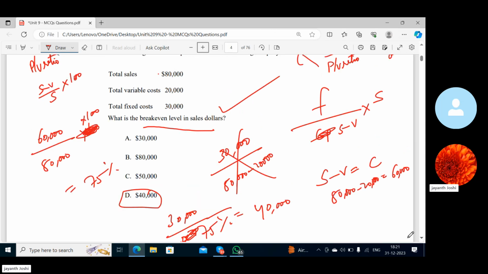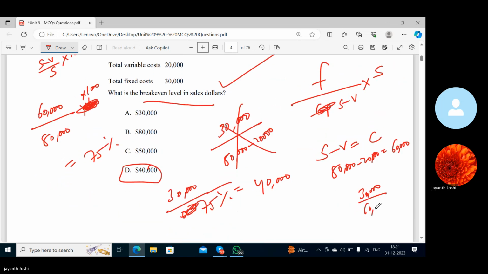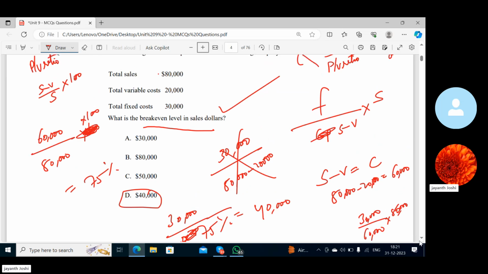Let's do this. Fixed cost is 30,000. We can get it: 80,000 minus 20,000 is 60,000, into 80,000. Yeah, okay, that's okay. I thought of doing that only, but okay.